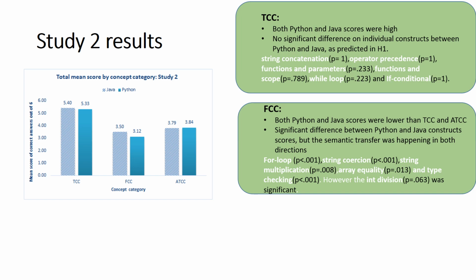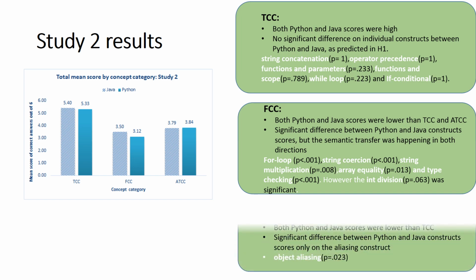For the false carryover concept, both Python and Java scores were lower than the TCC and the ATCC. There were significant differences between the Python and the Java construct scores, but this time around semantic transfer was happening in both directions, from language 1 to language 2 and from language 2 to language 1. For the abstract true carryover concept, both Python and Java scores were lower than the TCC. There were significant differences between the Python and the Java construct scores only on the object aliasing construct.